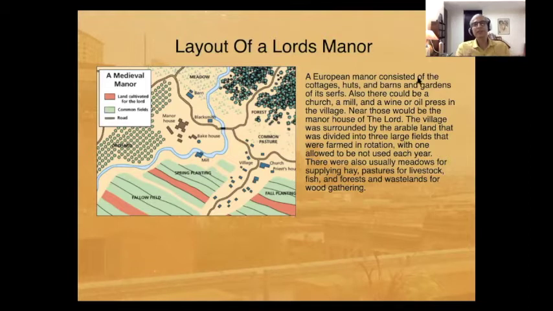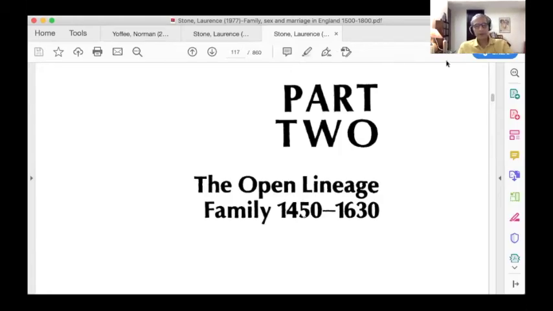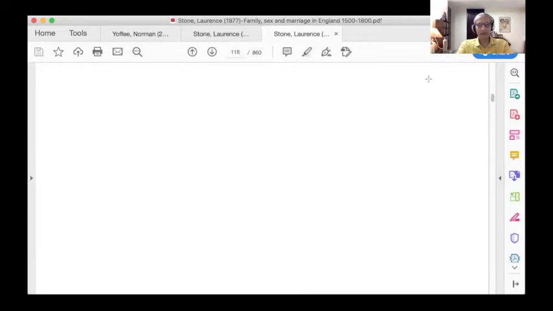A great separation between the nobility and the peasantry was very evident around the time we're looking at, from about the early 1400s all the way through to the late 18th century. So we're going to look at two periods in England from Lawrence Stone's book. The first period is 1450 to 1630, and this is a period that he describes as characterized by the open lineage family. So let's take a quick look at what he means by this.